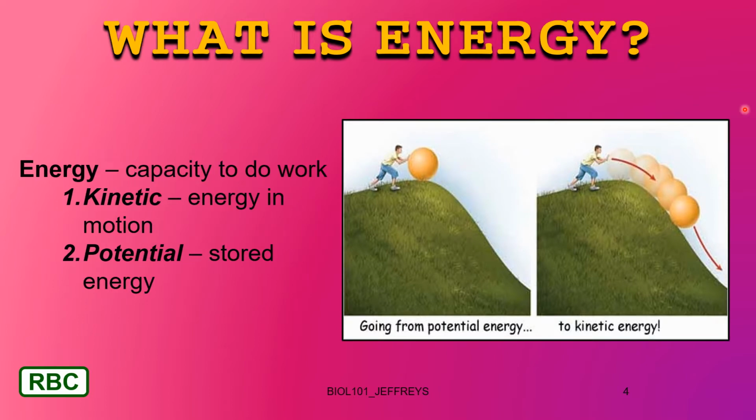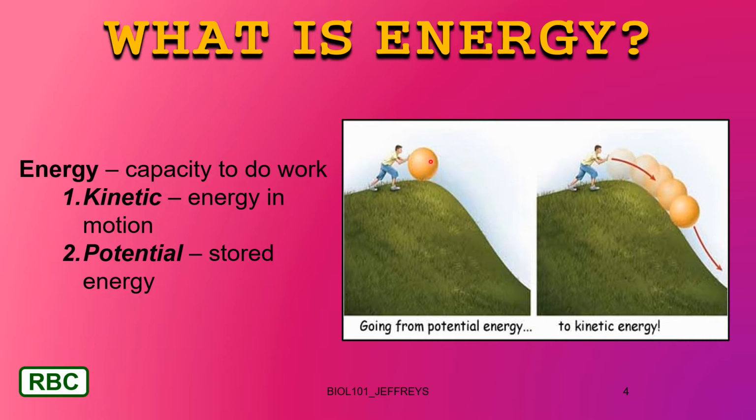Now you've seen this image before of this little person up here getting ready to push this boulder, or this large ball, down the hill. While this ball sits on top of the hill, it is full of potential energy. Remember, potential energy is stored energy. Once the ball is rolled over the edge and gravity takes over and the ball rolls down the hill, now we have energy in motion. We call that kinetic energy.